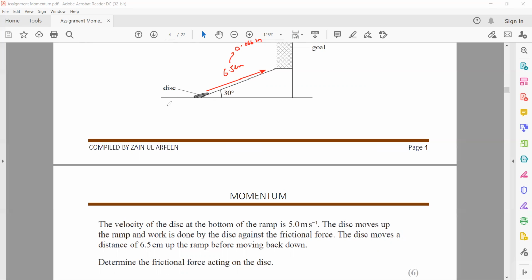So basically what happens is conservation of energy. Before moving up the ramp, it will have all kinetic energy, but when it rises up, it will have potential energy at this point. And some of the energy is lost to work done against the friction. So we can say the equation: kinetic energy is equal to potential energy plus work done against the friction. Kinetic energy is half mv squared.